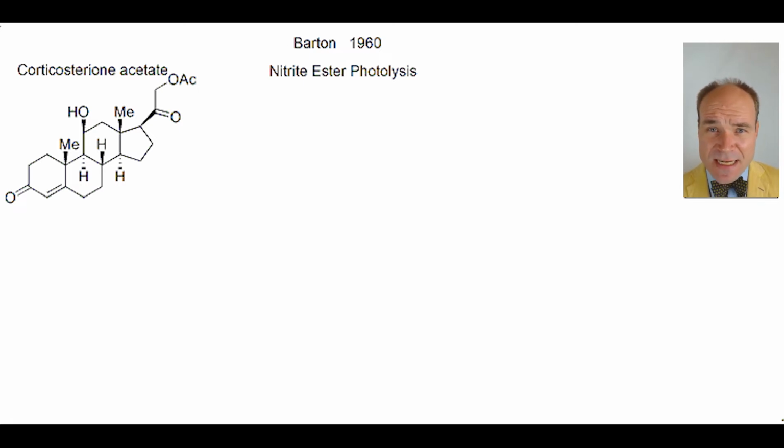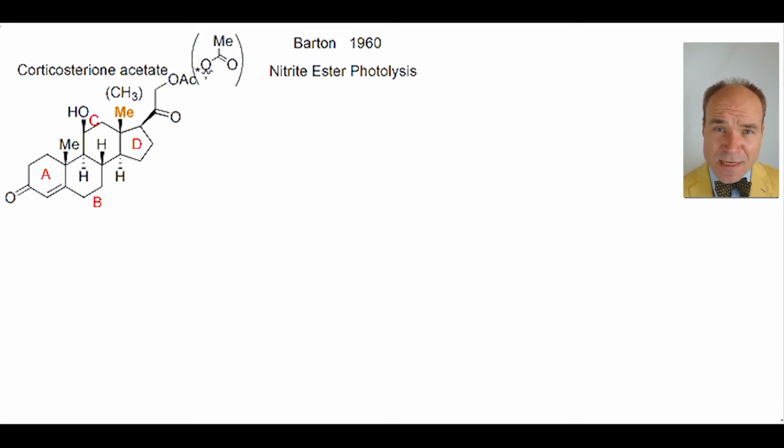The steroid skeleton has 4 rings that are fused with each other. They are described as ring A, B, C, and D. Now, Barton wanted to manipulate the methyl group at the fusion of rings C and D. This is a massive problem.